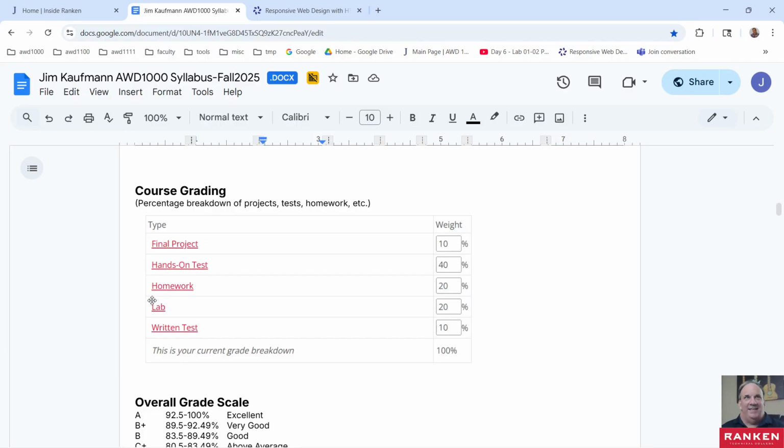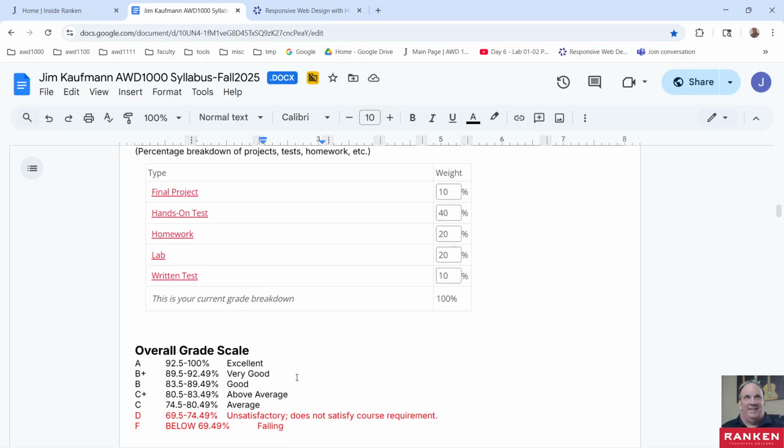So pretty much all of your basic weekly assignments are usually going to be homework, lab, and written test. The homework and the labs are always going to be 20%, and written tests are 10%. It's pretty much the same on that, because I know there are going to be some things that say this is homework, this is an exercise, this is a lab. They're all going to be 20%.